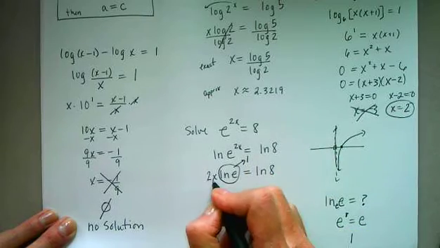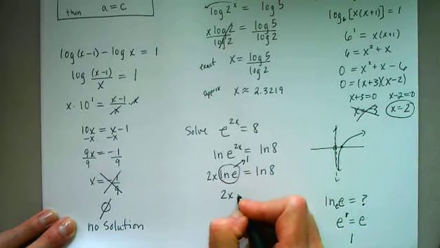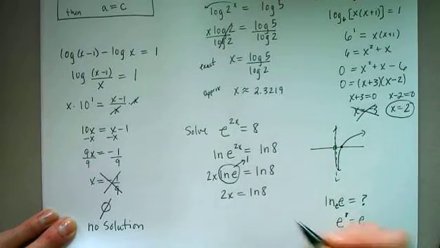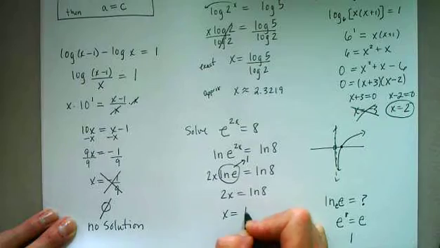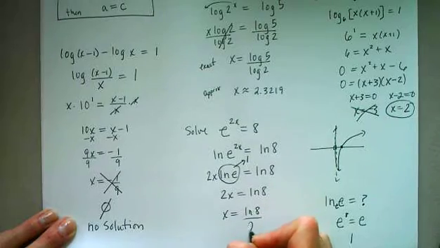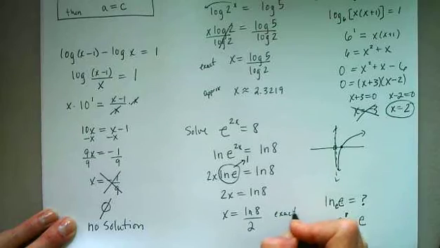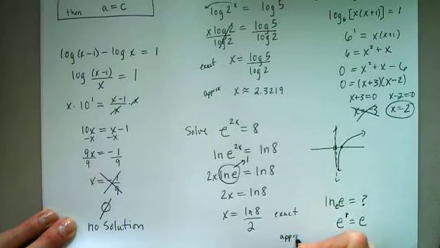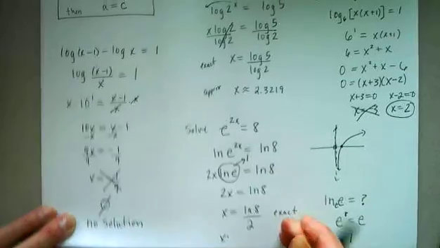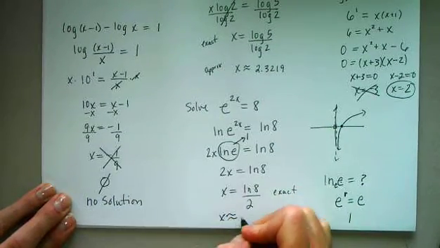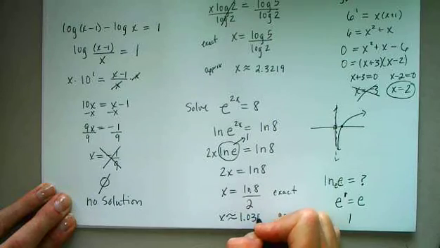It's like you have 2x times 1. So now I just have 2x equals the natural log of 8. And then to get x alone, I would divide by 2. And once again, if they want the exact answer, you're done. If they want the approximate, you punch it in your calculator. And if I punch that in my calculator, I will get 1.0397.